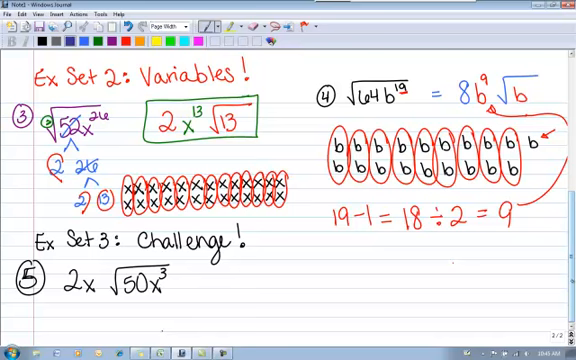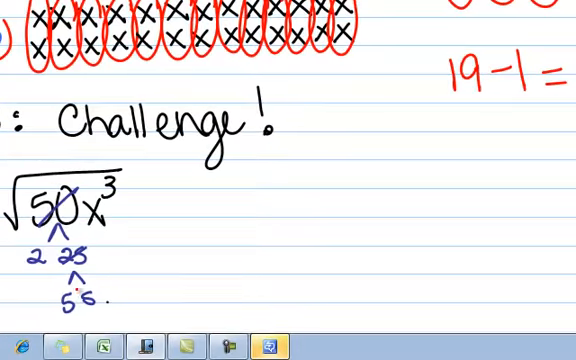So when we go ahead and break down our numbers and our variables, we're going to have to be multiplying those with the numbers already outside. So let's go ahead and start by breaking down 50. 50 breaks down into 2 and 25. 25 breaks down into 5 and 5. And I notice that I have a pair of 5s. So I'm going to take that pair and pull it outside the radical.